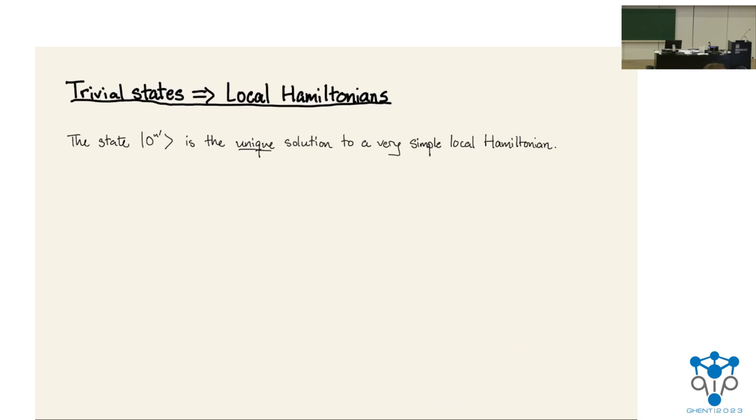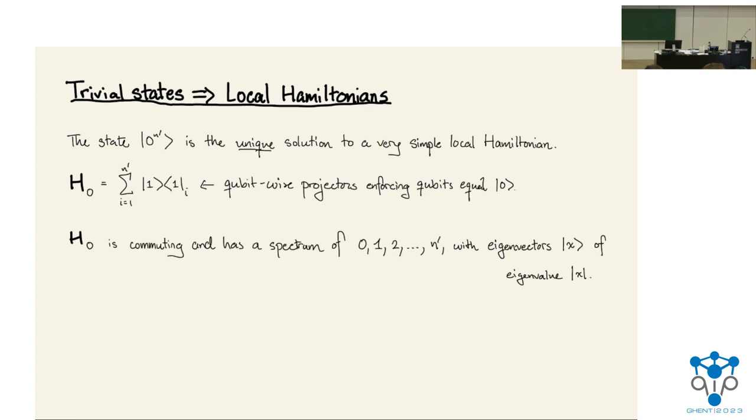And let me tell you how I like to think of trivial states, states that are the outputs of short circuits, as local Hamiltonians. To start off, let's start with the simplest state, the all zero state, and that is the solution to a very simple Hamiltonian. That's just the Hamiltonian which checks that every qubit is not one, right? It's a qubit-wise projector. And this Hamiltonian H0 is very simple and has a lot of nice properties. One, it commutes, and its spectrum is just the integers. The eigenvectors are just the basis states, and they each have eigenvalue of the Hamming weight, right? So it's a very simple Hamiltonian, and the unique solution just follows because there's only one eigenvector of eigenvalue 0.